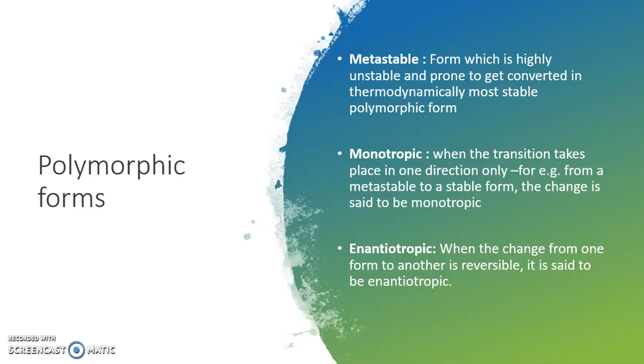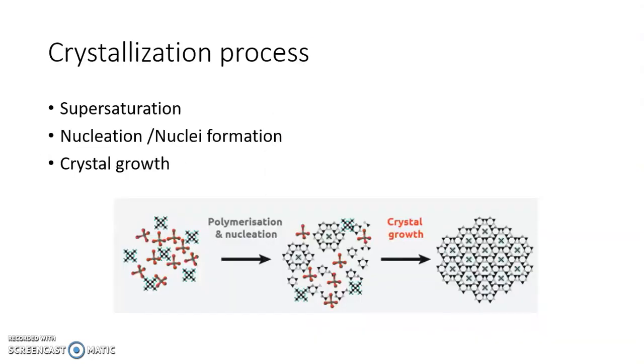So, for example, a drug which exhibits polymorphic forms A, B, C. Suppose B is a metastable form, then B will always try to get converted into a more thermodynamically stable form. For example, the most stable form might be A. So the transition from B to A, if this transition is in one direction only, then it is said to be monotropic. But if it is reversible, from the stable form converting again to another polymorphic form, then it is said to be enantiotropic in nature.